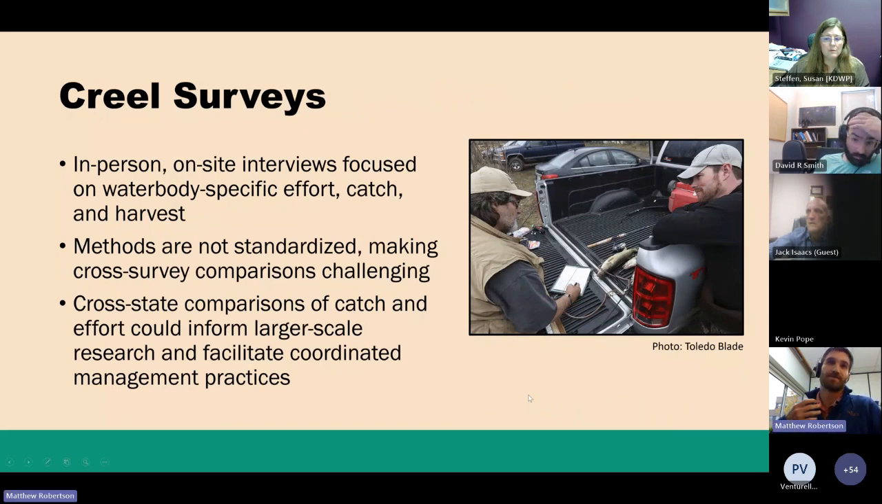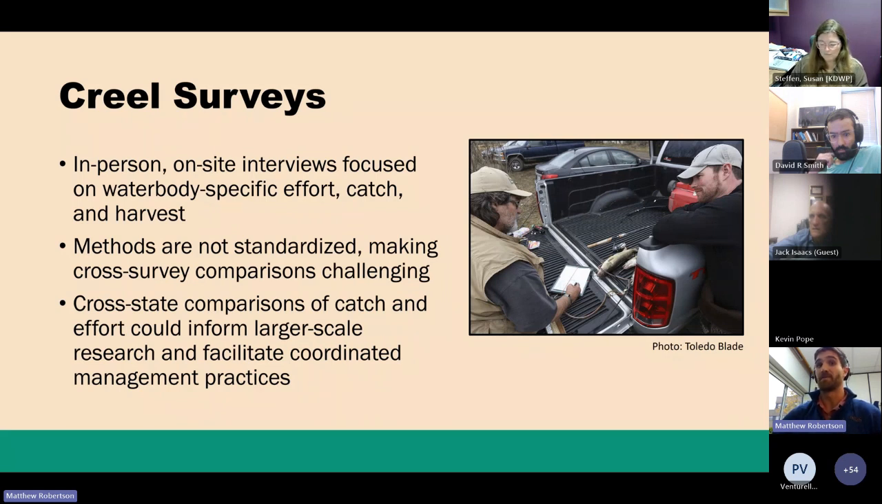Now, one way we get at understanding these questions at a water body scale is through creel surveys. As many people here know, these are in-person, on-site interviews focused on trying to estimate water body specific effort, catch, and harvest. However, because creel surveys are often designed around really specific management questions for local water bodies, the methods aren't standardized, especially across state boundaries, which makes comparing the estimates from these surveys across those borders really challenging.